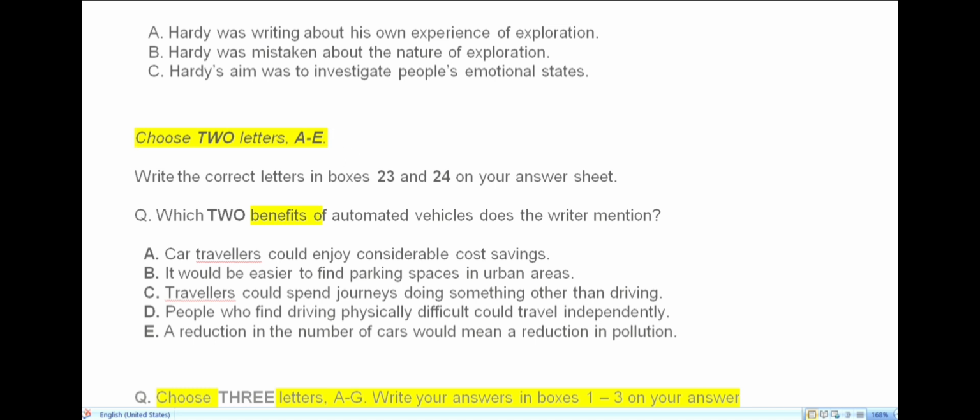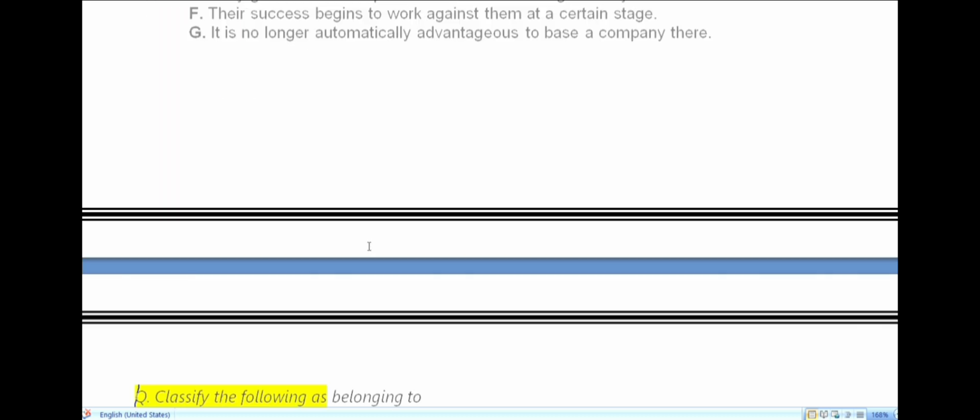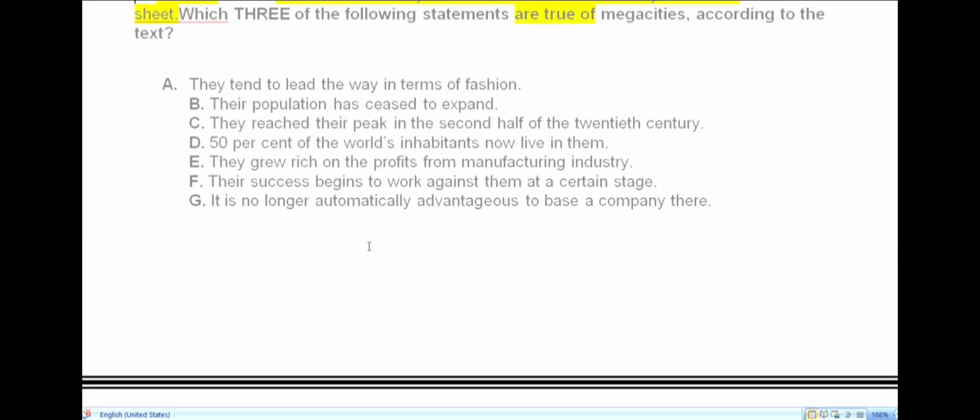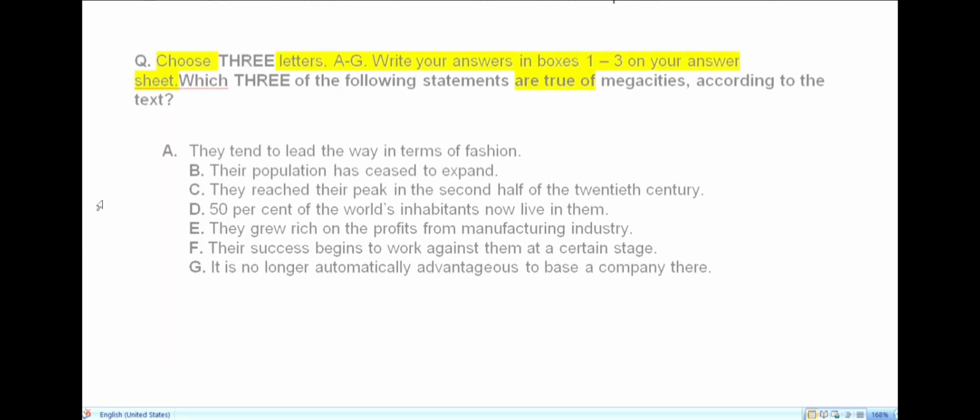Fine. Now, the other type is choose 3 letters from A to G. And the question says, which 3 of the following statements are true of megacities? Sometimes you have only 3 letters to select, sometimes you may have 5 letters to select, sometimes you may have 9 letters to select. That means the question carries marks accordingly. So this question has 3 marks if it is asking for 3 letters to be selected.